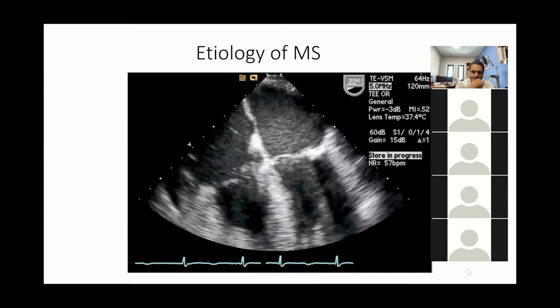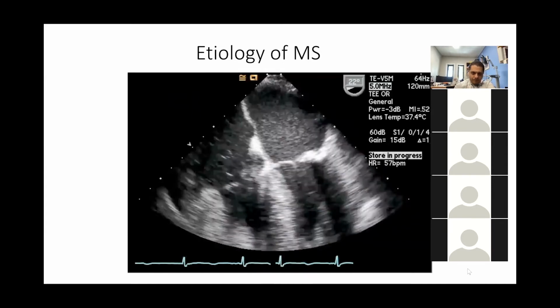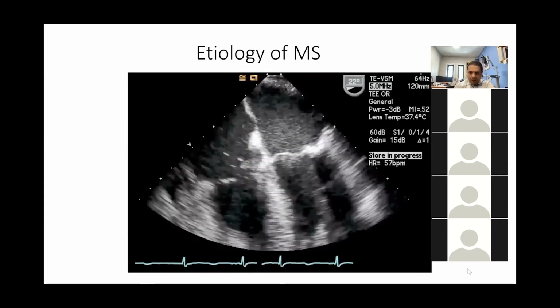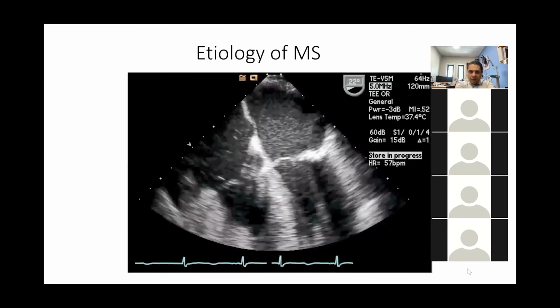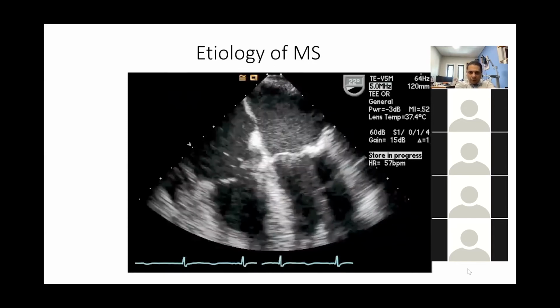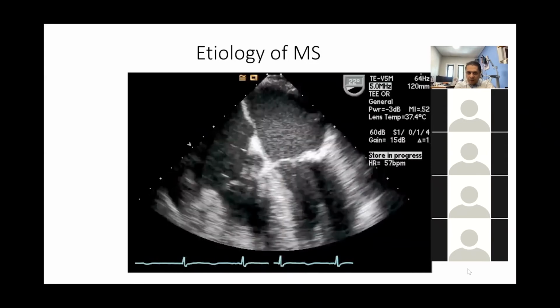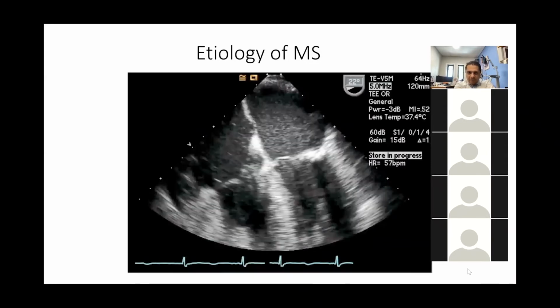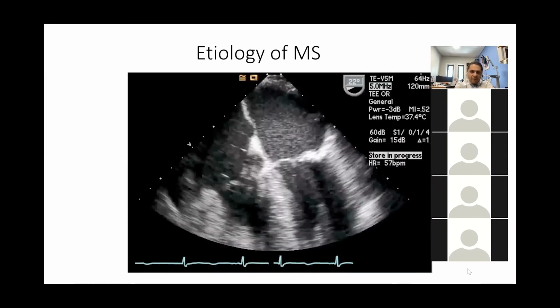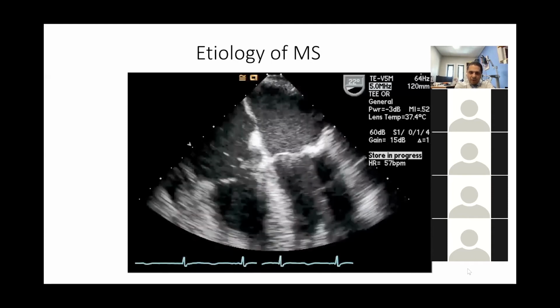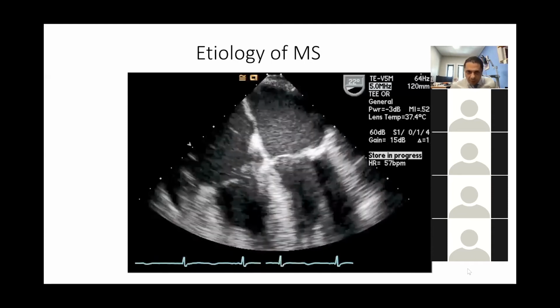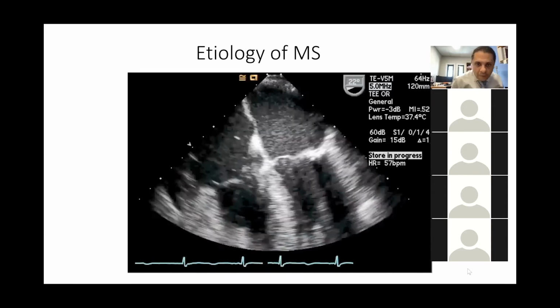And last one, Hatim, for you. So it's again an apical 4 chamber through a TOE at 20 degrees. From the mitral valve perspective, there is heavy calcification at the base of both anterior and posterior leaflets, more on the posterior leaflet, with reduced orifice opening. So likely to be degenerative.